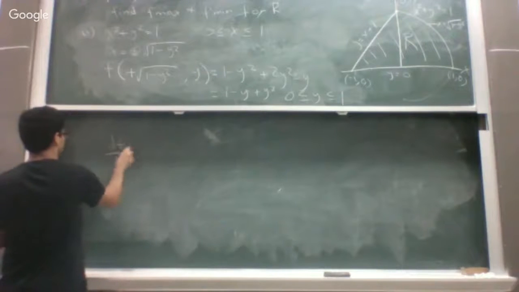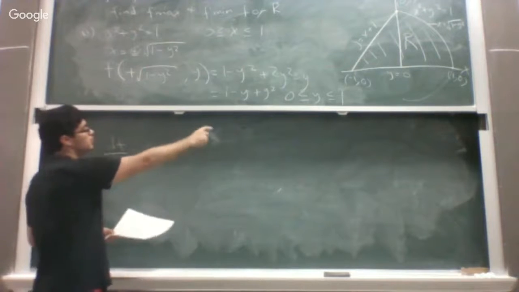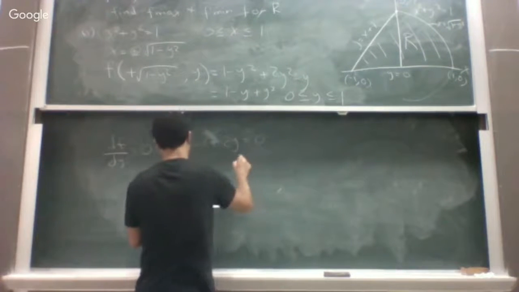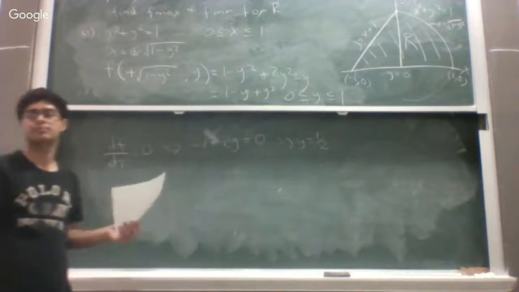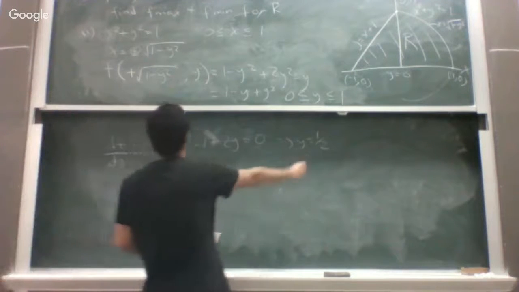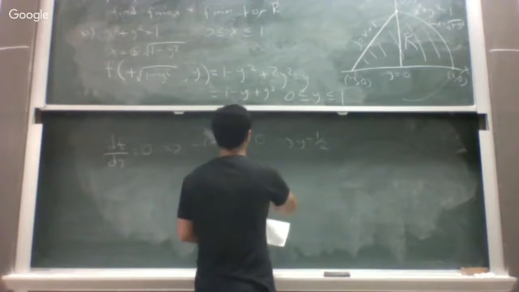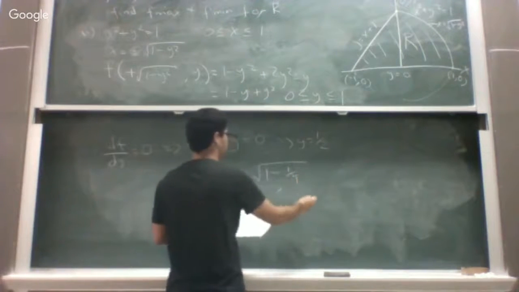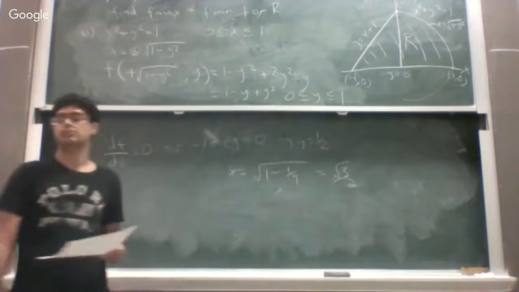So df dy is now equal to 0. So what do we have? -1 plus 2y equal to 0. Therefore, y is equal to 1/2. But what is x equal to? We plug 1/2 into this equation. So we get 1 minus 1/4. So it's equal to the square root of 3 halves.